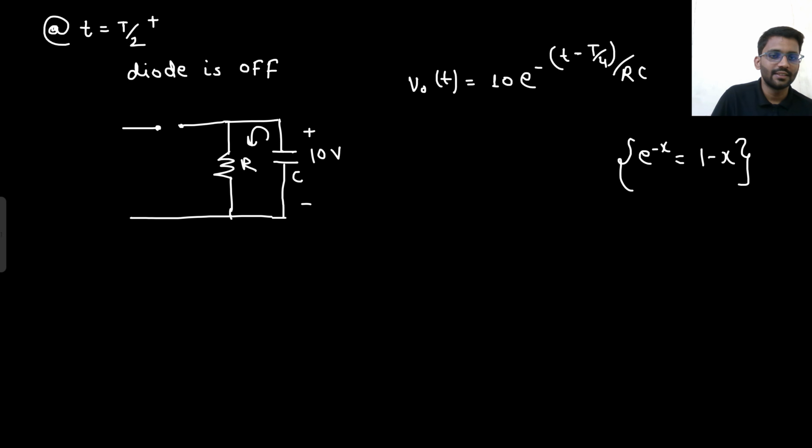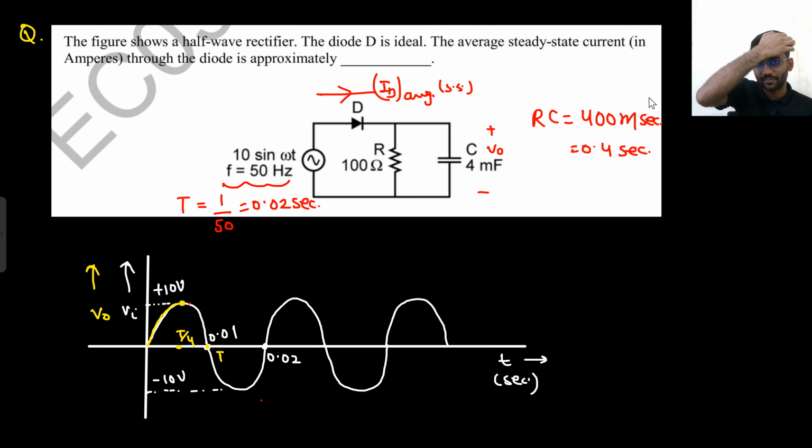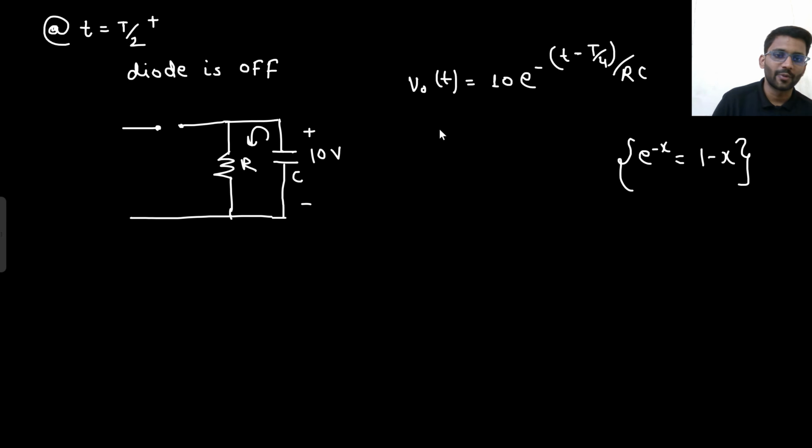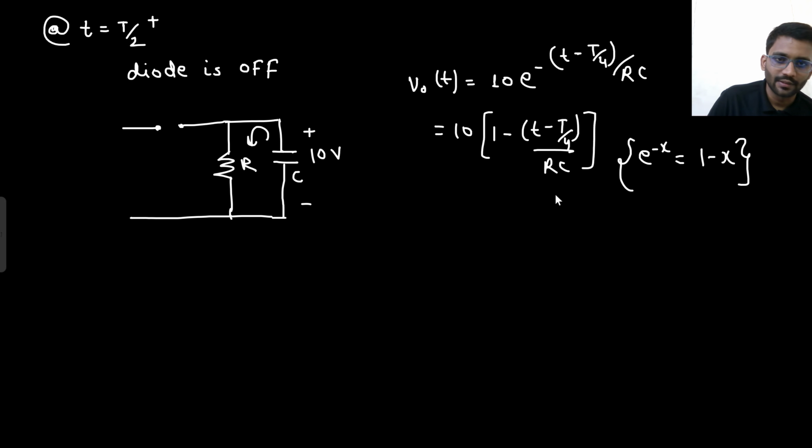Why is RC very large? You can see in the previous lecture, RC is 0.4 second while T is 0.02 second. So RC is very large. So you can again approximate it to Vm into (1 minus t by RC), and your V naught t will decay in this manner.